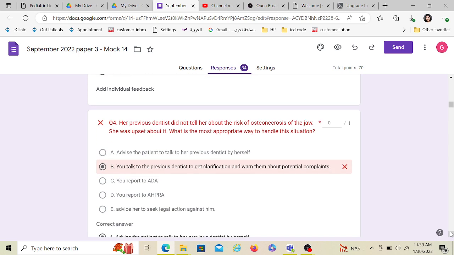Her previous dentist did not tell her about the risk of osteonecrosis of the jaw. She was upset about it. Now, what is the most appropriate way to handle this situation? Very good question. See, this question is going to check your professional level. Now, just imagine you are sitting in your clinic. A patient comes to you and tells you that he's just taken the denosumab injection and you have to extract a tooth because he's having some pain. So you check and you see, yes, definitely the tooth needs an extraction. And then you ask, have you visited a dentist before? And the patient says, yes, just like 2 weeks before, just before I took an injection.